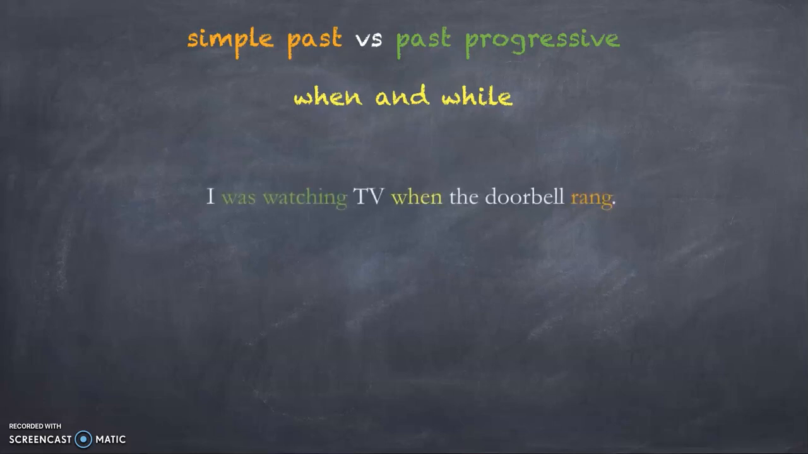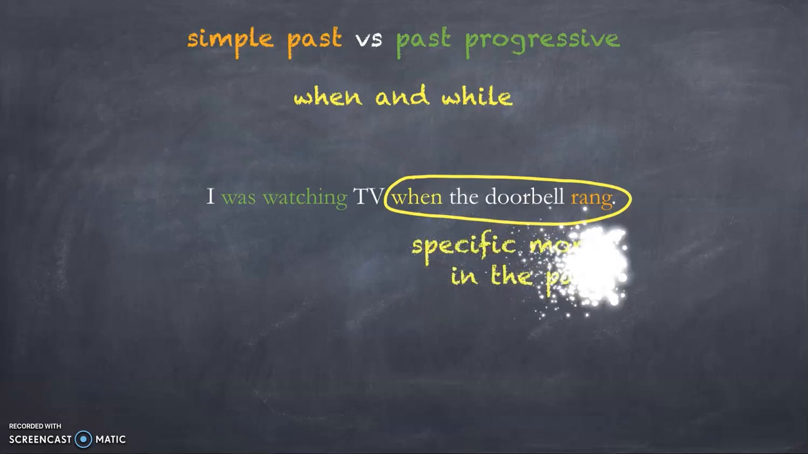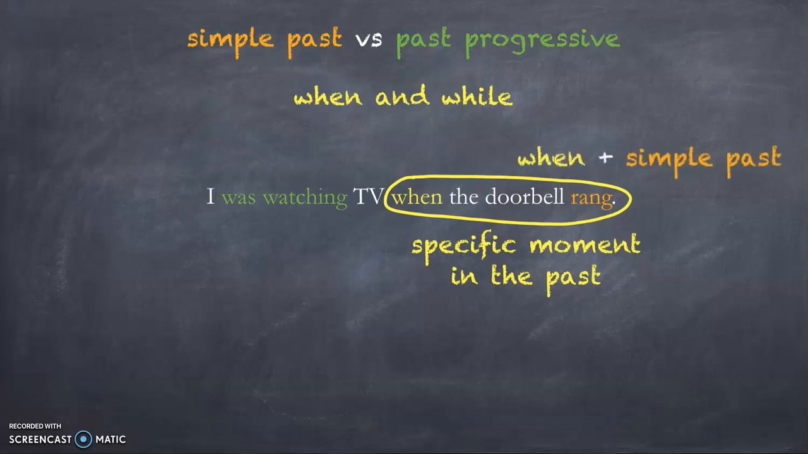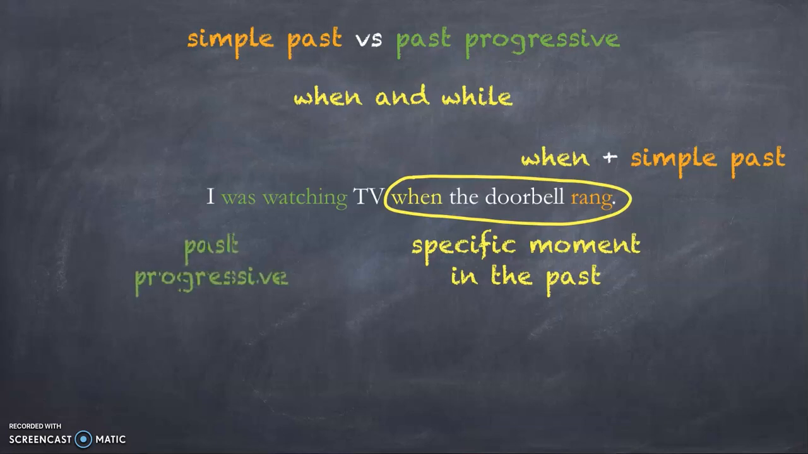So let's have a look at some examples. I was watching TV when the doorbell rang. So we have when as a signal word, and the complete phrase when the doorbell rang is the specific moment in the past, and that's why we have to use when and the simple past, because this moment is over, and in the other part of the sentence we have to use the past progressive because the specific moment in the past signals we have to use past progressive.